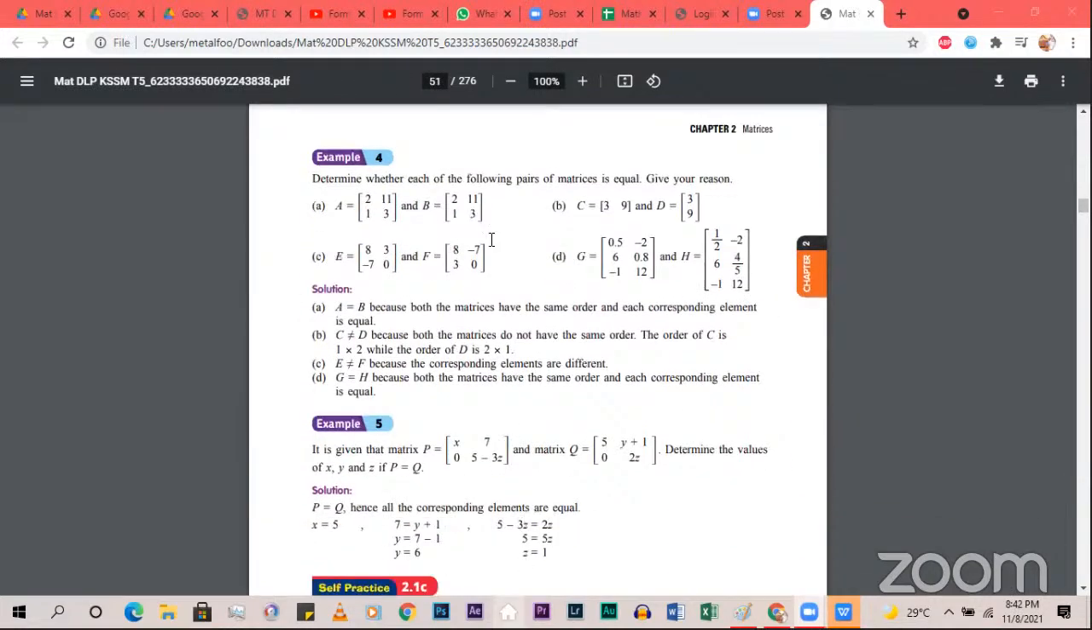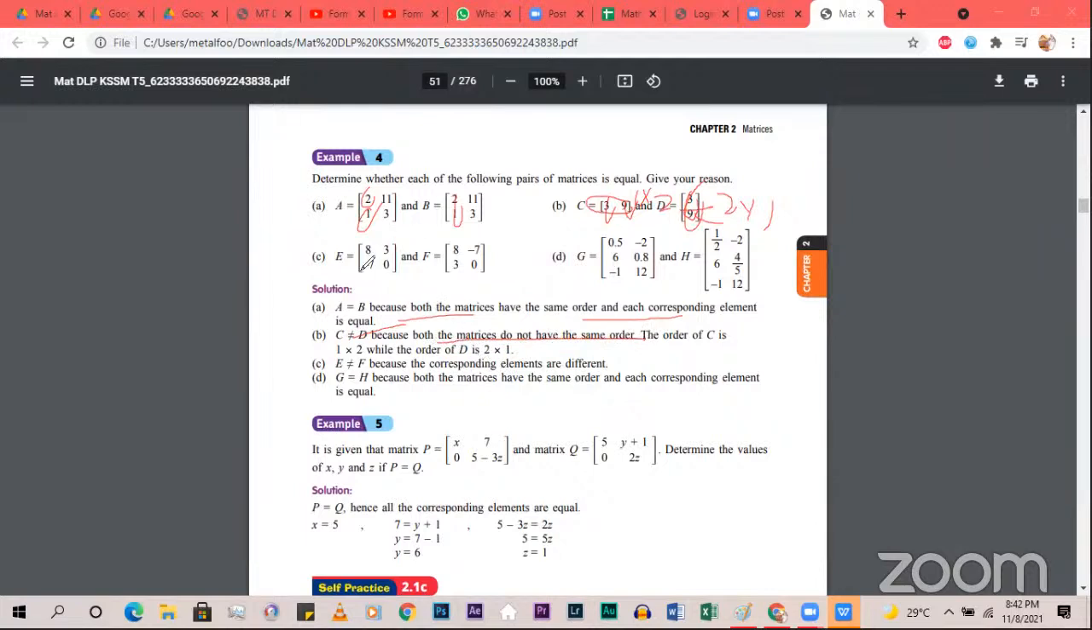Okay. Determine whether each of the following pairs of matrices is equal. Give your reason. It's really the same thing, right? So it's equal, they have the same order, and each corresponding element is equal. For B, 3, 9. But see, this one is 1 row, 2 columns. This one is 2 rows and 1 column. 2 times 1, and this one is 1 times 2. So no, they do not have the same order.